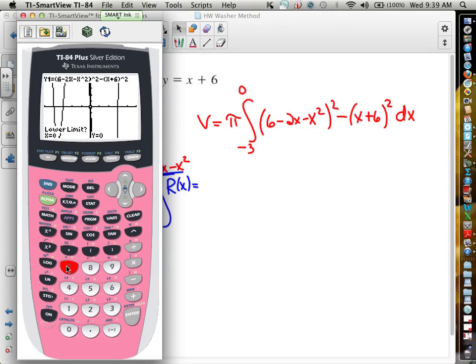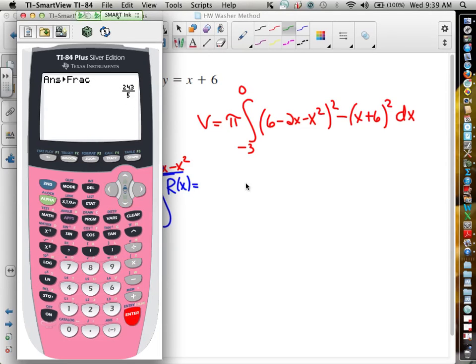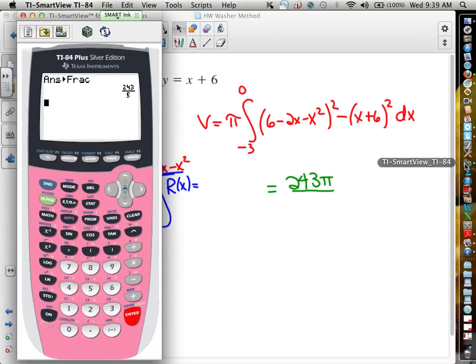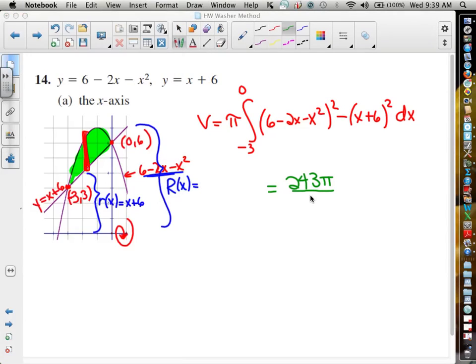So now when I type in my lower limit, that value is actually on my graph there. So negative 3 is my lower limit, upper limit is 0. 48.6, we'll change it to a fraction. And then don't forget to multiply by pi. 243 pi over 5. That's my volume.